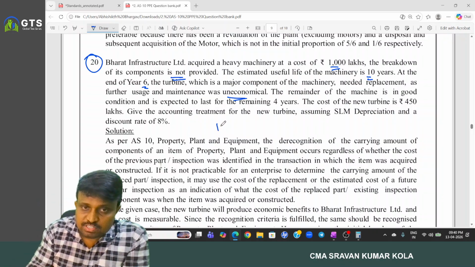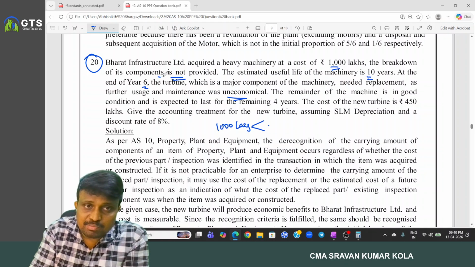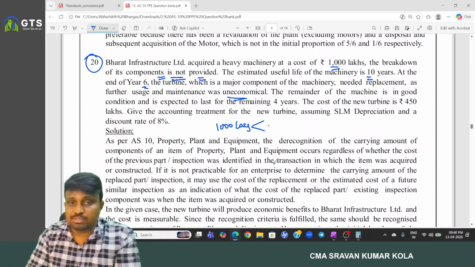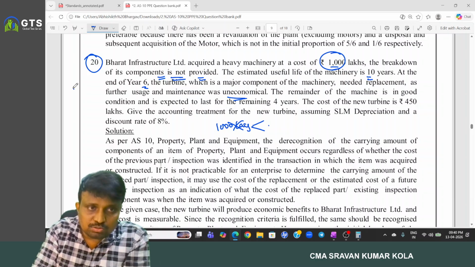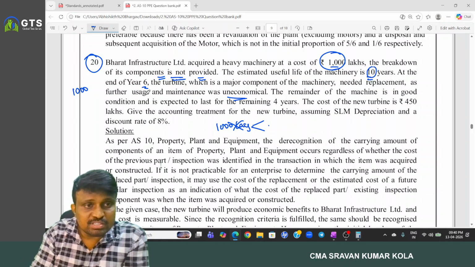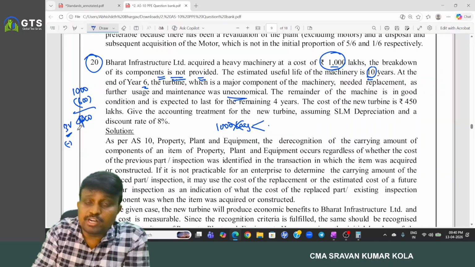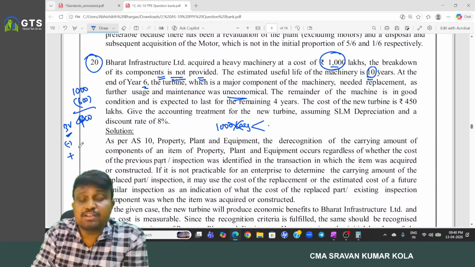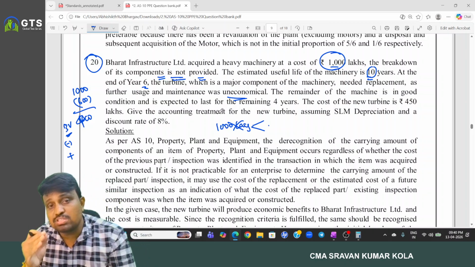Here, what we have to do first is check whether the 1000 lakhs can be apportioned. He clearly mentioned component-wise price is not available, so ignore it. Then how to calculate? What is the book value of this 1000 lakhs? We need to provide depreciation for 10 years, that means 100 per year. For how many years do we have to provide? 6 years, so 600. Then the book value now is 400 lakh. From this we have to reduce the book value of the old turbine and add the cost price of the new turbine. But for calculating the book value of the old turbine, the source is not available.